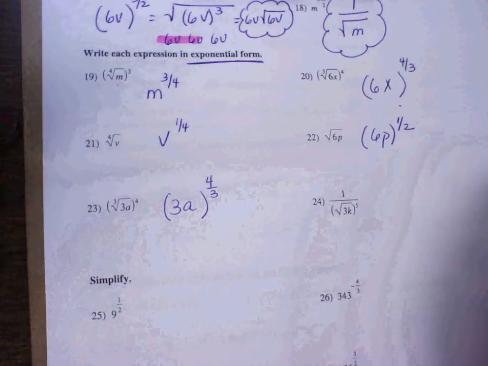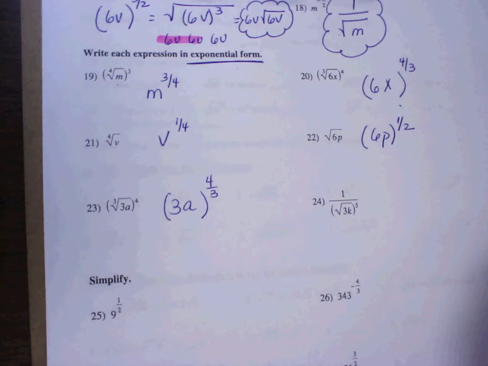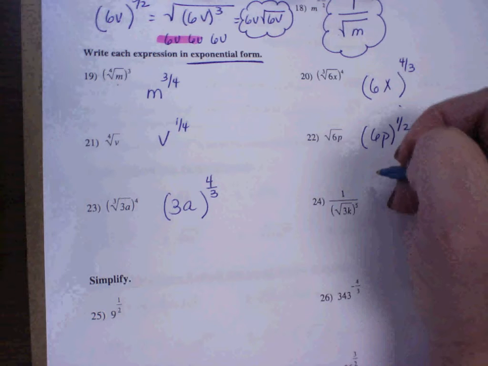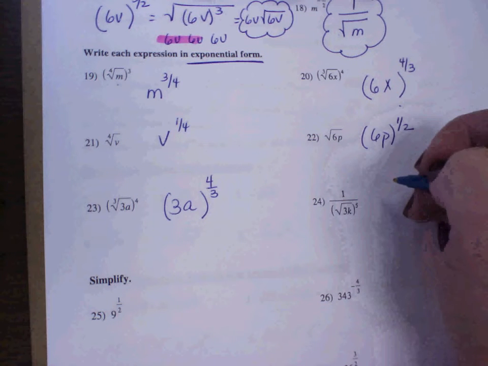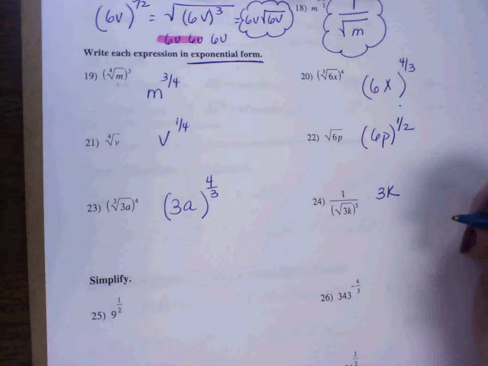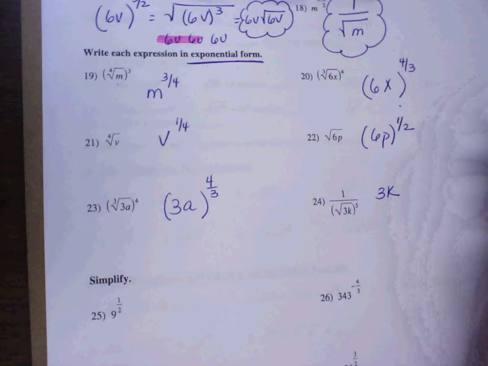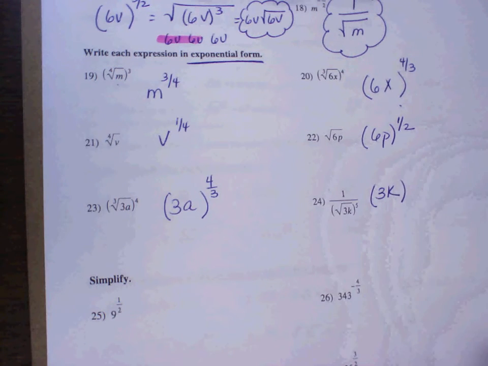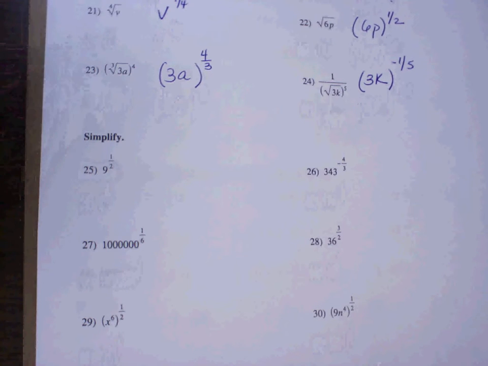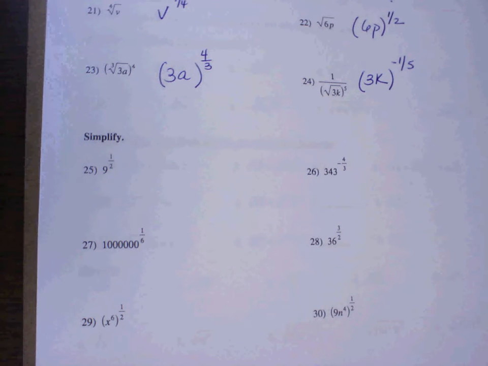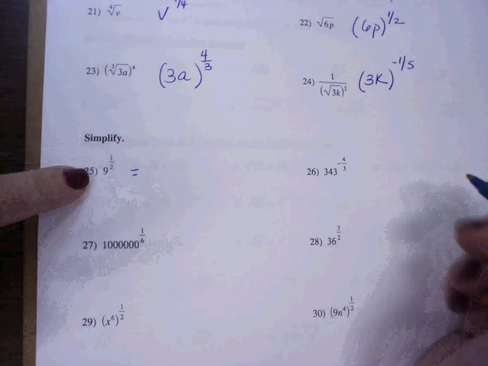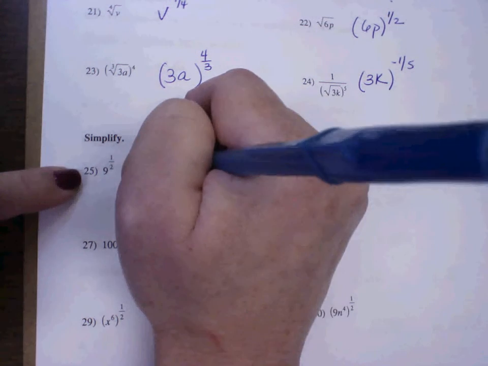3a to what power? 4/3. This one's easy, right? Uh-oh, look at that one. Thank you. Give your family 50 points. It's supposed to be a negative. I'm sorry, I didn't hear you. 3K, give your family 50 points too. All right. What negative fraction would that be? Negative 1/5. Very good. Now on this one, we're going to have to simplify. So what's 9 to the 1/2?